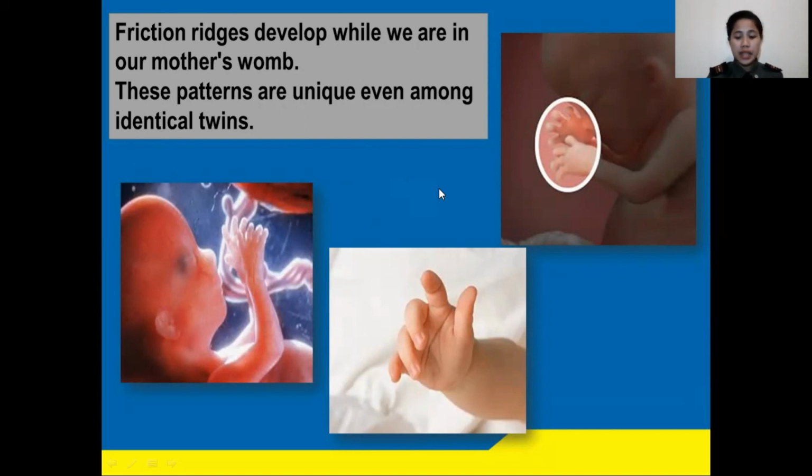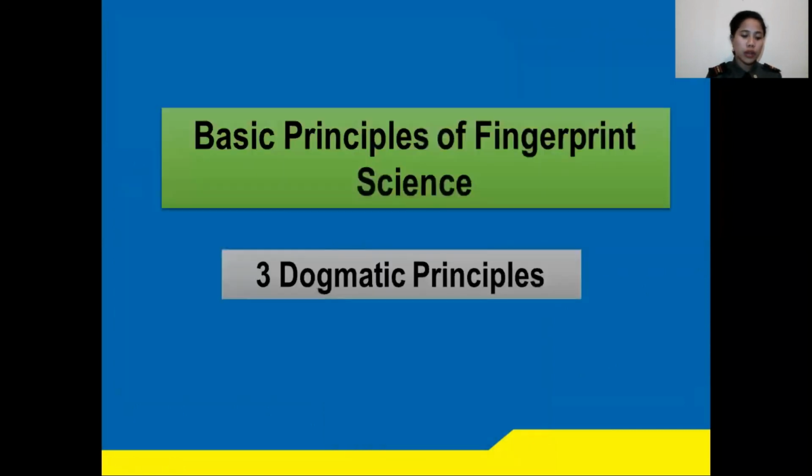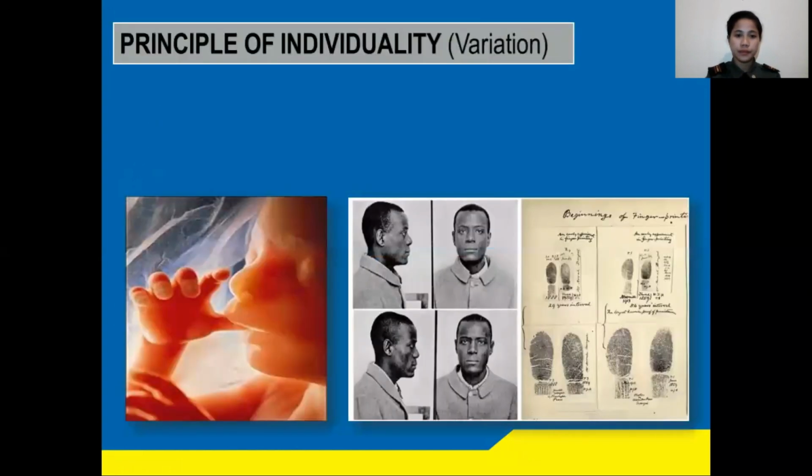Now, let's proceed to the basic principle of fingerprints, or the three dogmatic principles of fingerprints. We will know the reason why fingerprint is part of our study. Why is it important in every person? And why is it acceptable as an evidence or an identification? For the first principle of fingerprint, the principle of individuality.